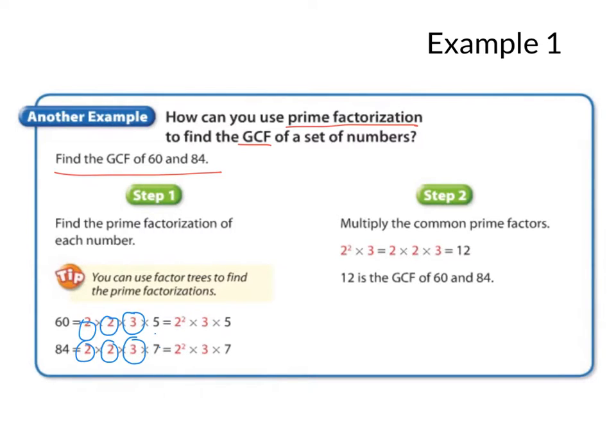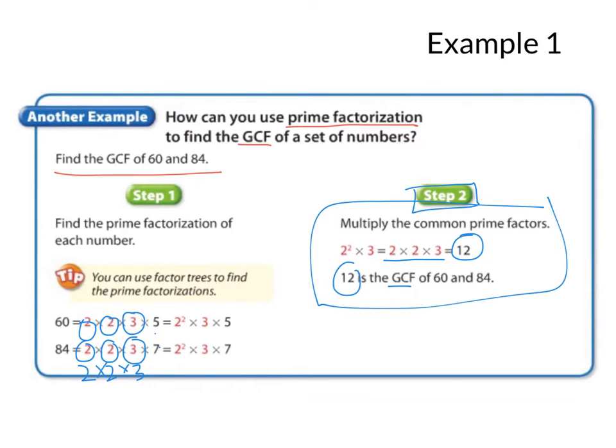So now I'm going to take the common factors, 2 times 2 times 3. That's what they have in common. And when I multiply those, I see right over here, I'm going to get 12. 12 is the greatest common factor of 60 and 84. Make sure you have this written as well, following with step 2 to keep our notes organized. We're moving on in 3, 2, 1.